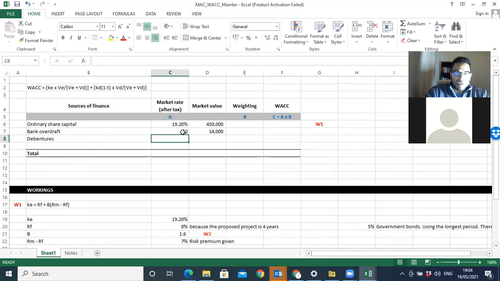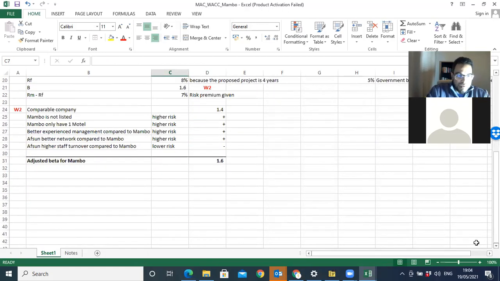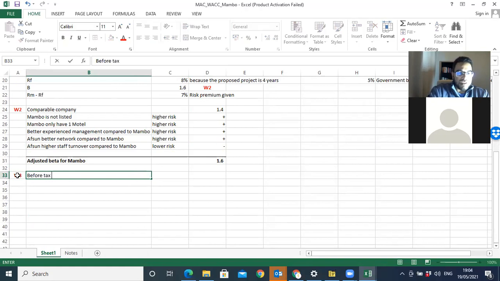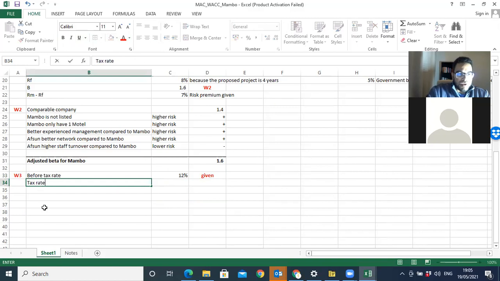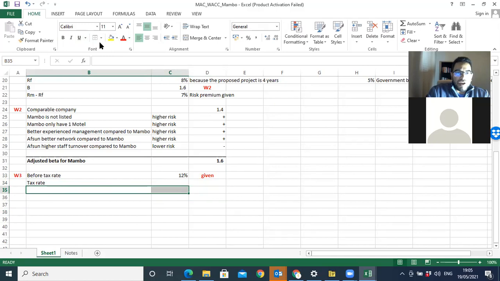Let me just see what the tax rate is. Sorry, obviously I don't know the tax rate of Zimbabwe. So in working 3, we will just say before tax rate. It was given to us at 12%. Tax rate. So therefore, after tax rate, I'm just going a bit longer. You don't have to do this long calculation. You can just show it quickly, but I'm just showing you how I get the after tax rate.